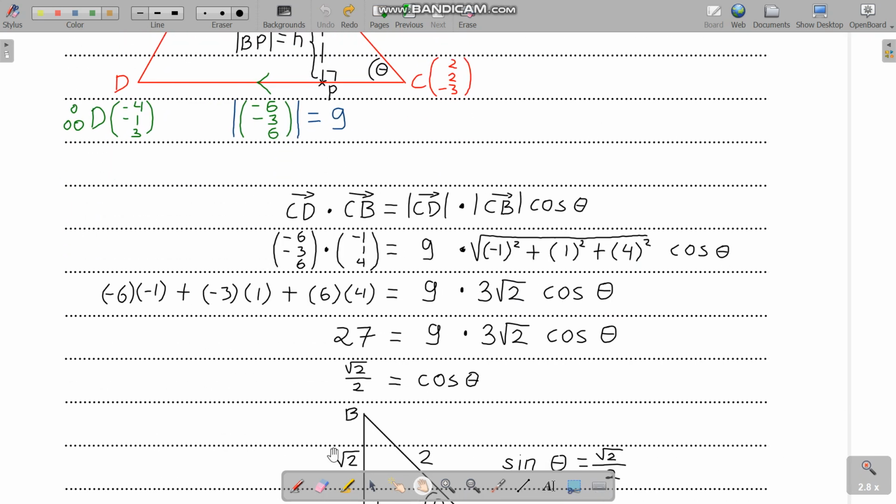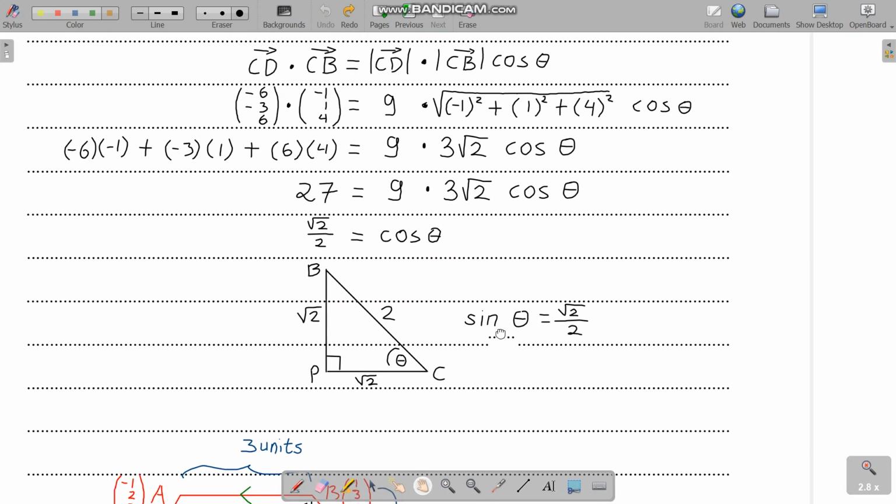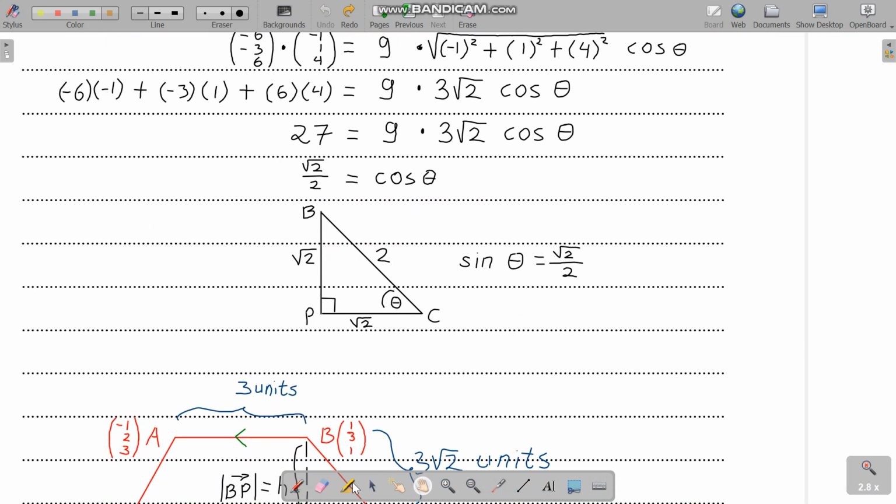Now to do the dot product, we multiply the corresponding components: -6 times -1, -3 times 1, 6 times 4, and add everything. Use a calculator, we get 27 here. Use a calculator, we get 3 root 2, and we divide both sides by 27 root 2, we get cos theta. Okay, so we know the value of cos theta. Actually this is 45 degrees or pi over 4 radians.